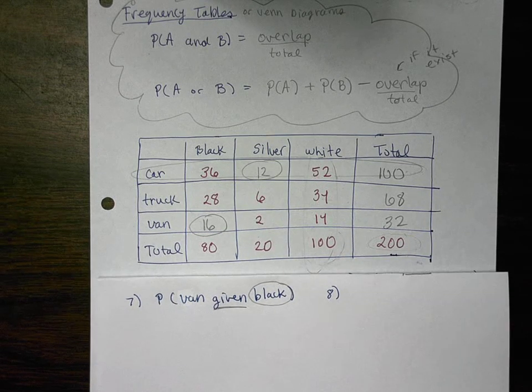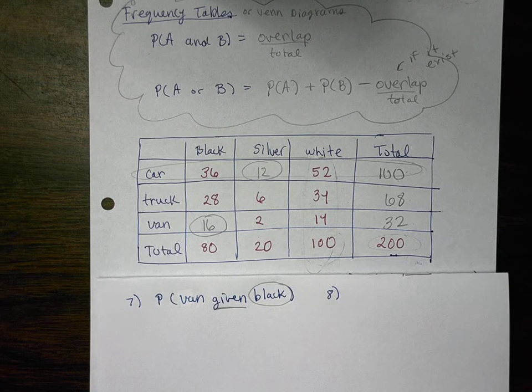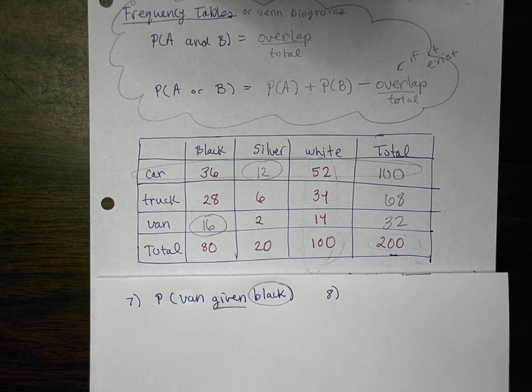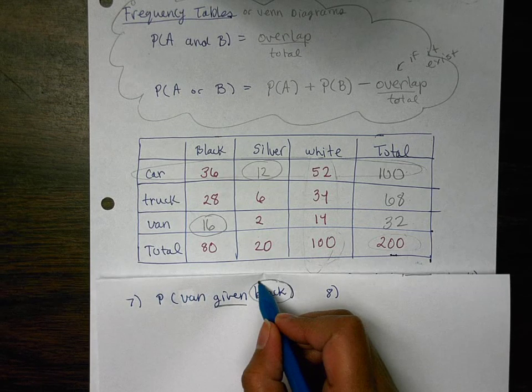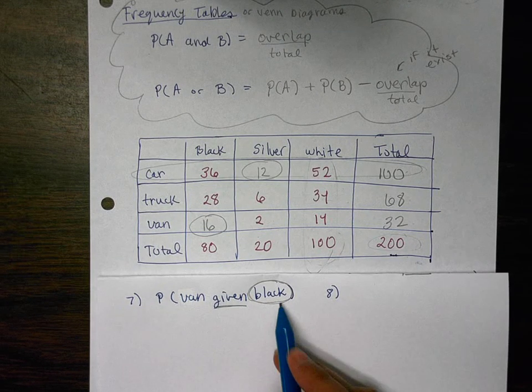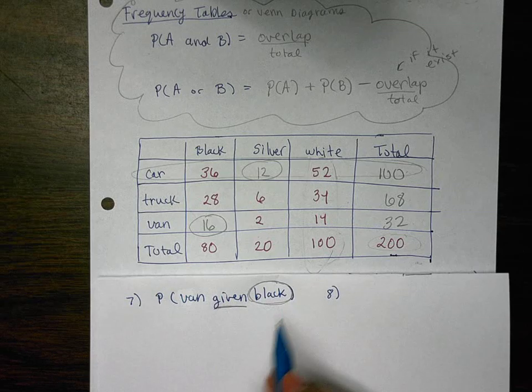Read it. It's a van given it's black. What population do you think you're dealing with? The van's population or the black vehicles population? It's a van given it is black. That's why I circle this one. You always circle the one at the end. That is your total population now. How many black vehicles are there?